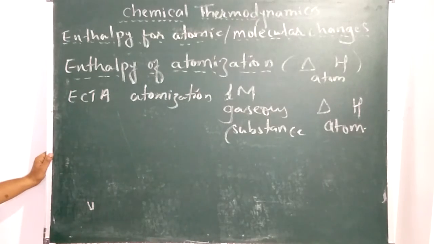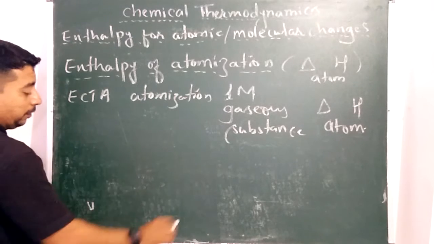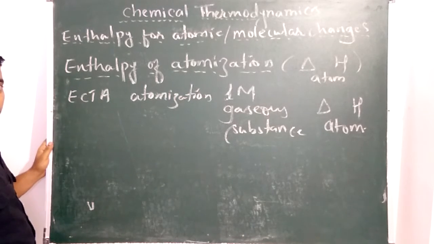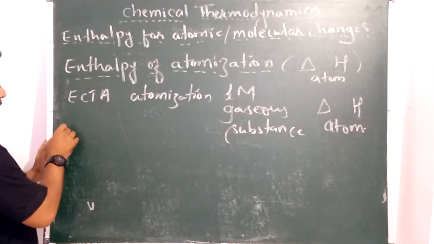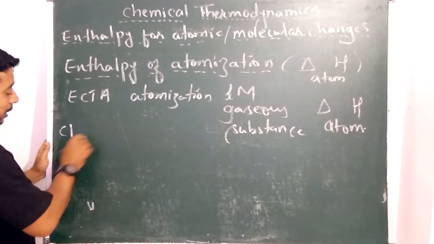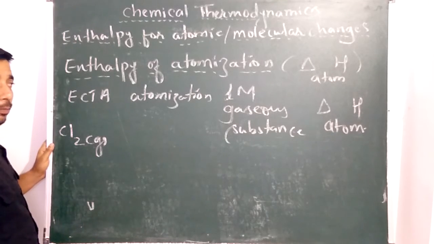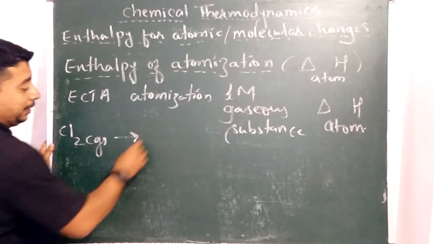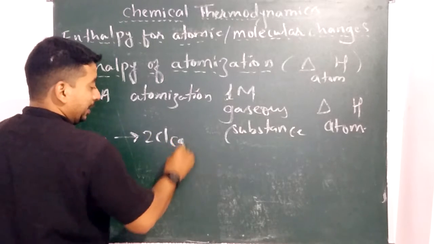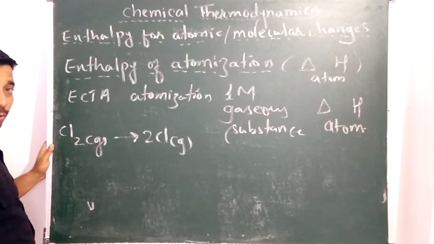Enthalpy of atomization. Now see the example. Formation of atom from the molecule. The molecule is being converted into atoms. So see the first one. In case of Cl2 gas, this Cl2 is gas, it is in molecular form. Now this Cl2 splits into atoms, 2Cl chlorine gas. Now we are getting 2 chlorine atoms.